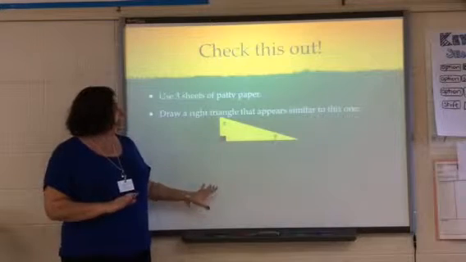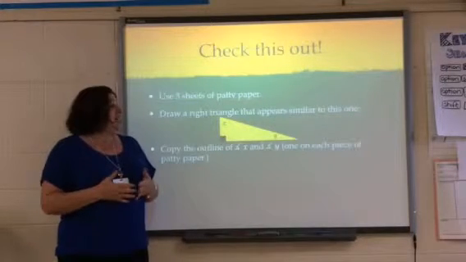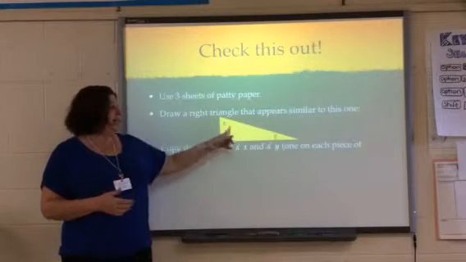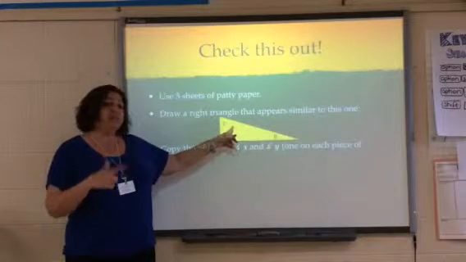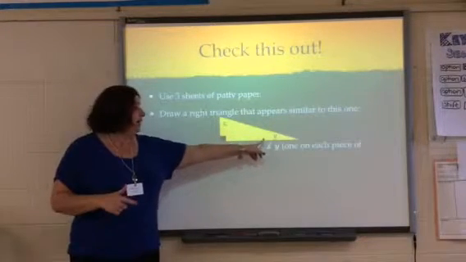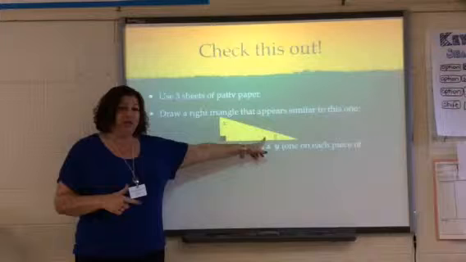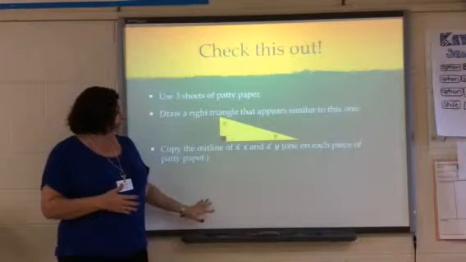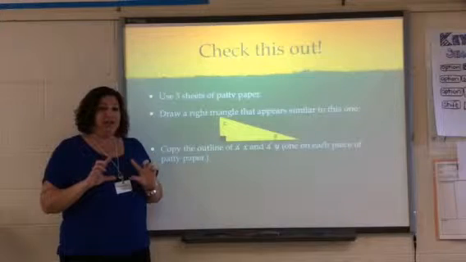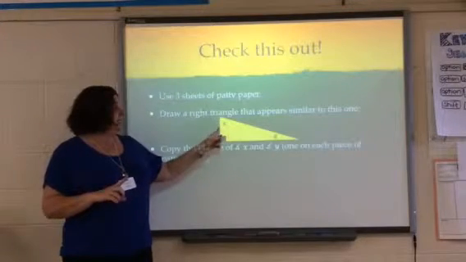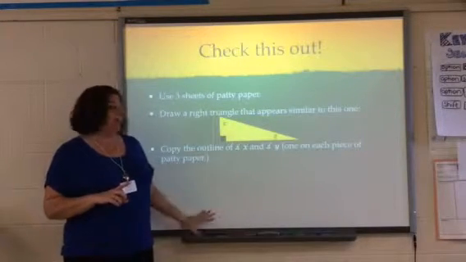Okay, welcome back. I want you to copy the outline of angle X on the second sheet of patty paper, and then on the third sheet of patty paper, copy the outline of angle Y. So you should have a triangle on one sheet, angle X on one sheet, angle Y on the other sheet.